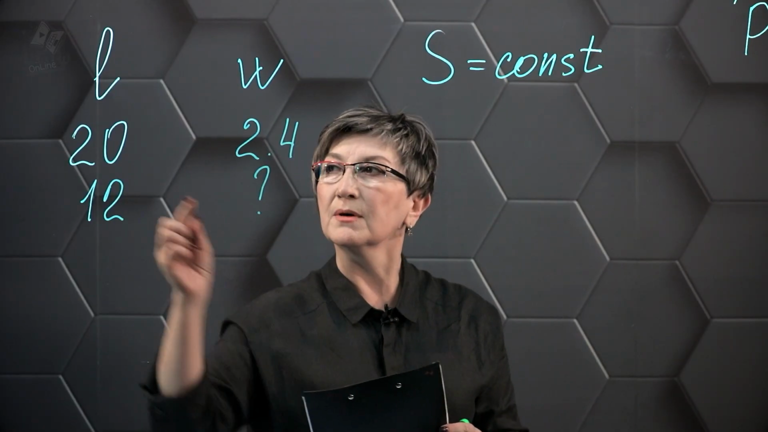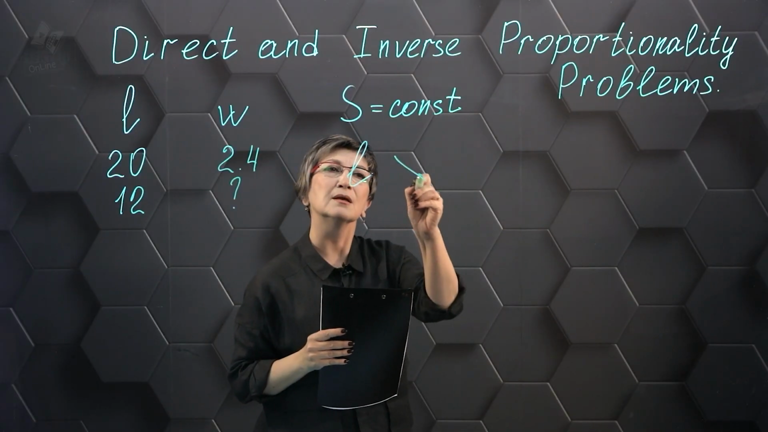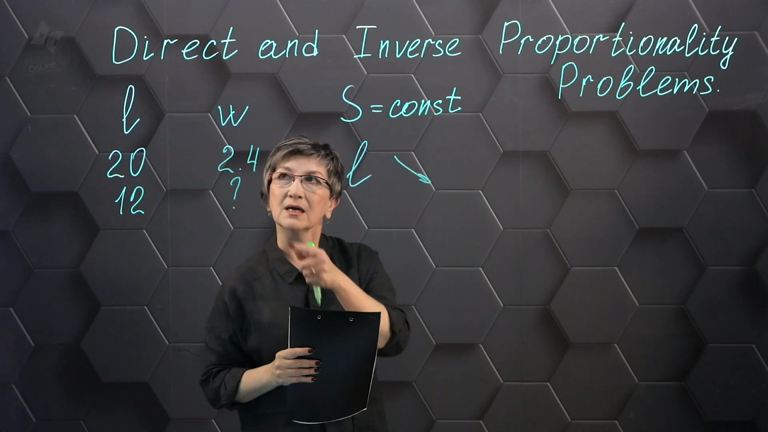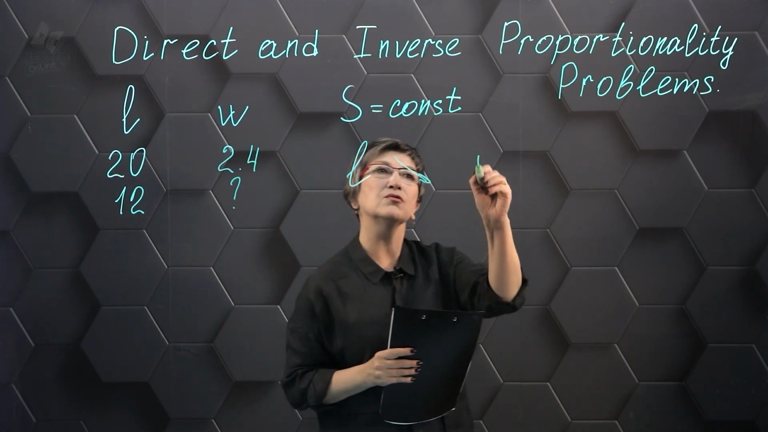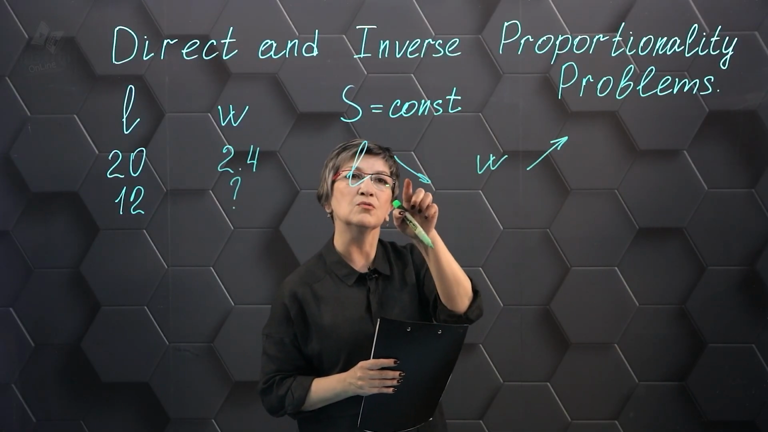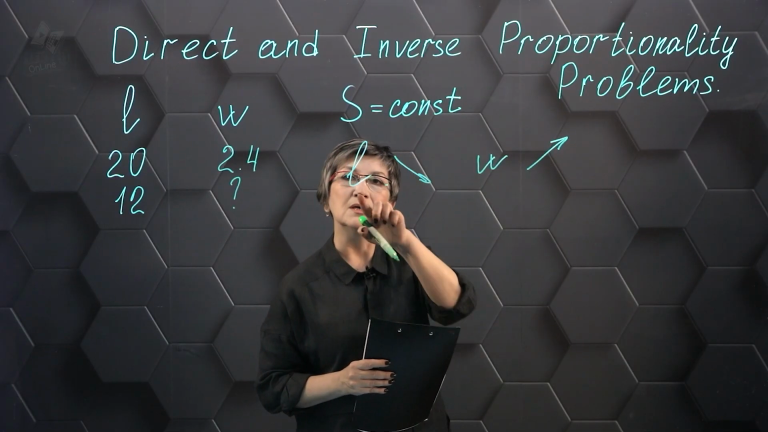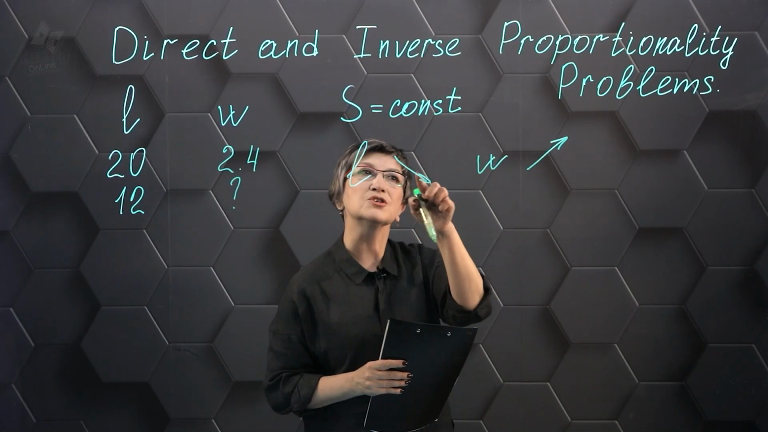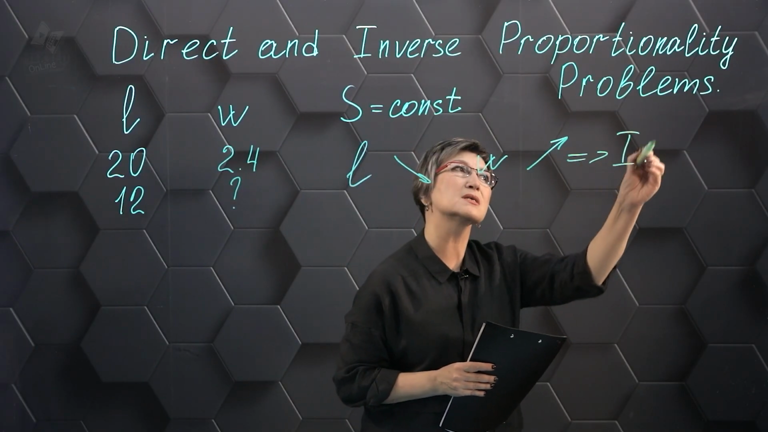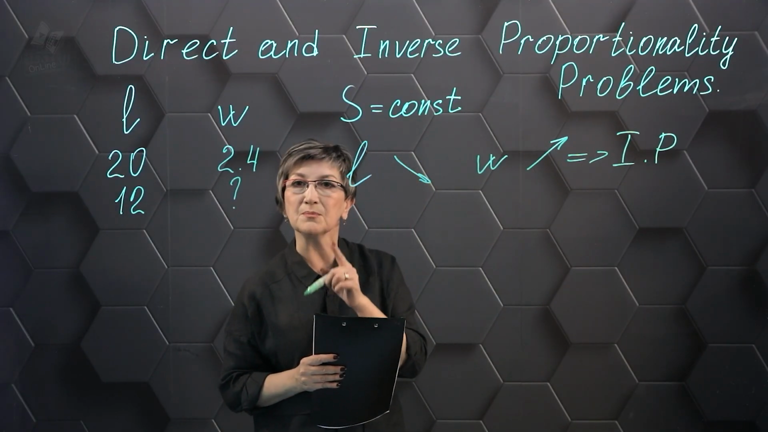Let's think about it. If the length decreases, and the area remains constant, then the width must increase. If one quantity decreases and the second quantity increases, or vice versa, if the length increases and the width decreases, then it's an inverse proportionality. If it is inverse proportionality, then we need to make a proportion.